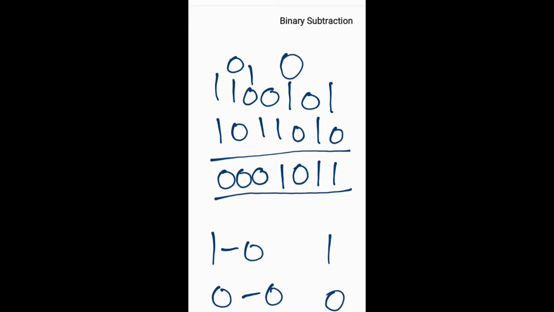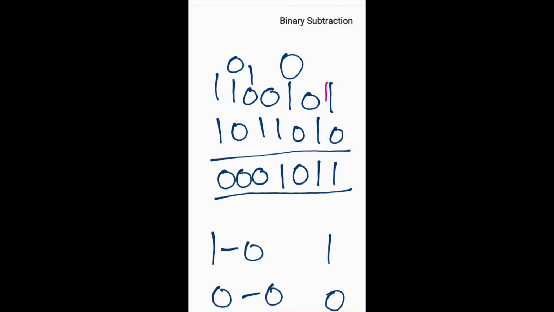And the concept of borrow in binary arithmetic is quite different. At the time of taking borrow, we need to convert 0 to 1 and 1 to 0. And how and why does it happen? Because we need to see the situation where the 0 and 1 are there during subtraction, and accordingly we do it. So let's understand with the help of an example.